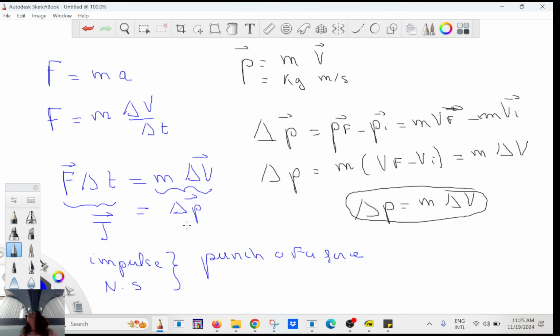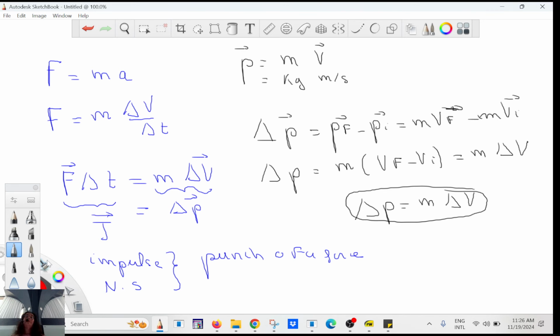Or if there is a change in momentum, there will be a punch delivered by the force, right? So that's a new physical quantity. It's called the impulse. The unit is Newton second, and it's a vector. So it's the punch of a force. So this is in and keep here, Newton.